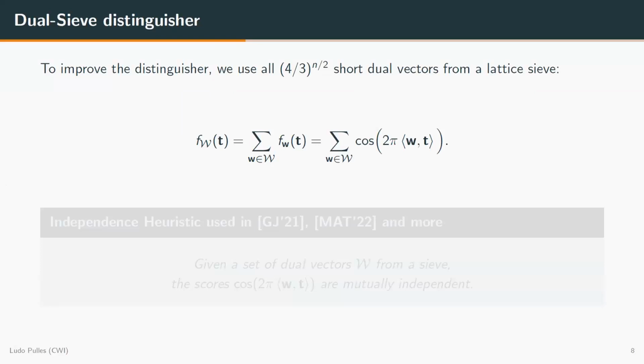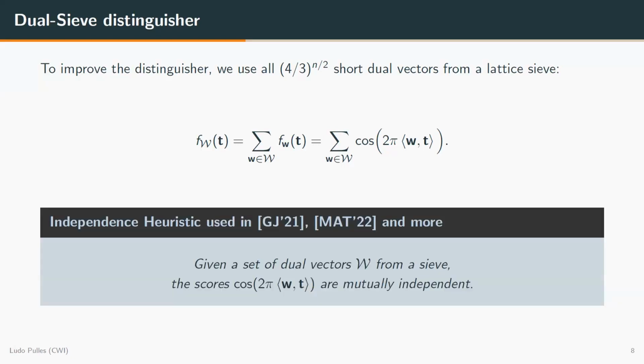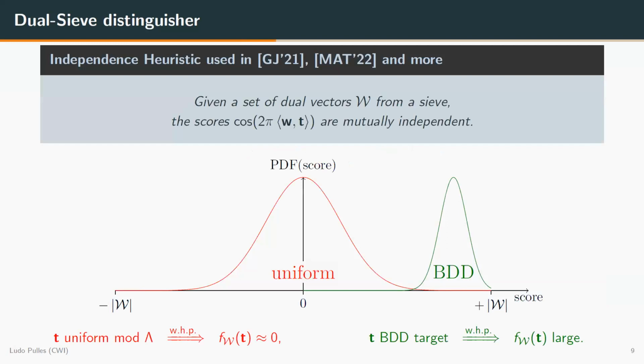So the lattice sieve generates an exponential number of short dual vectors. And now we combine these score functions into one score function given by the different dual vectors, and we sum them. However, this score function is more difficult to analyze. So what people have been using is this independence heuristic. What it says is that this set of dual vectors gives scores that are mutually independent. And that way, they could analyze this score function as follows. So then it separates.